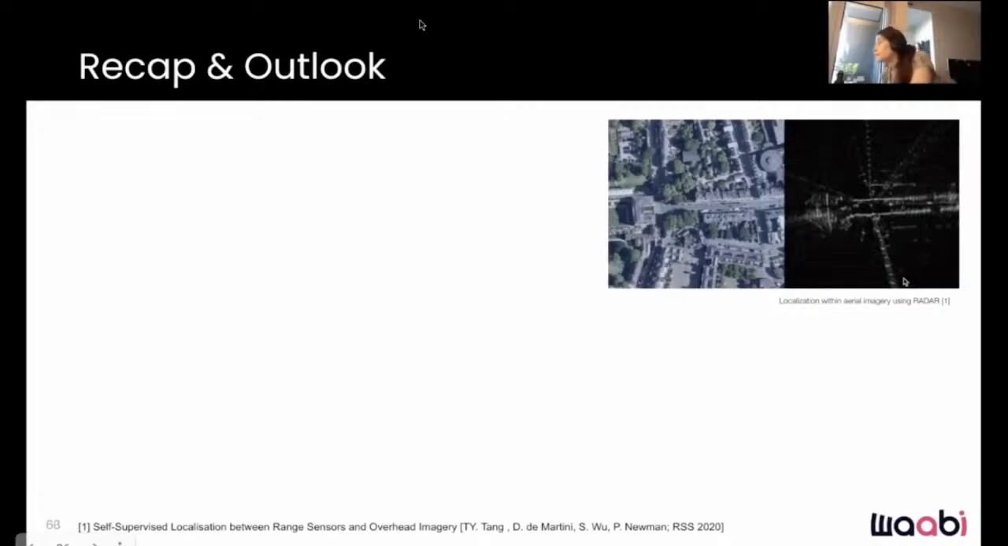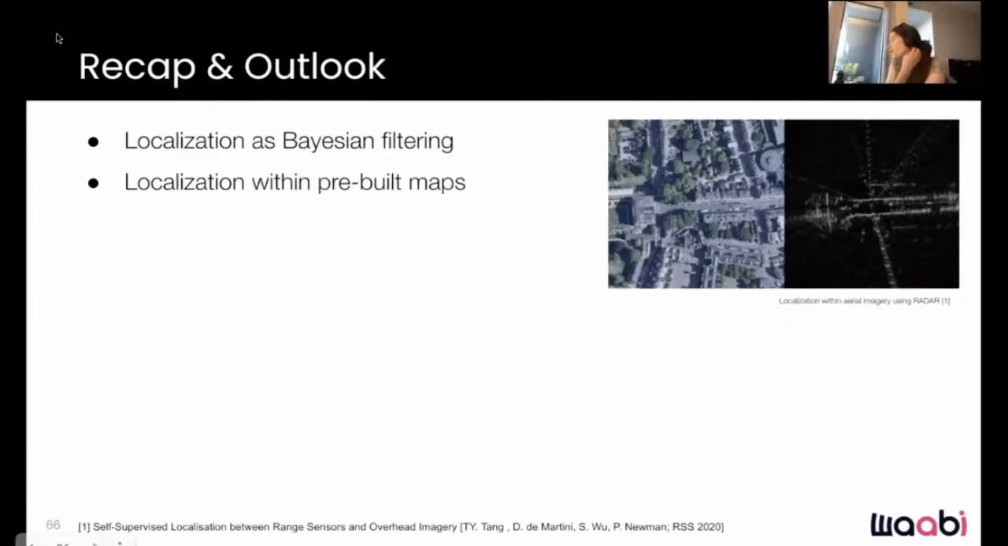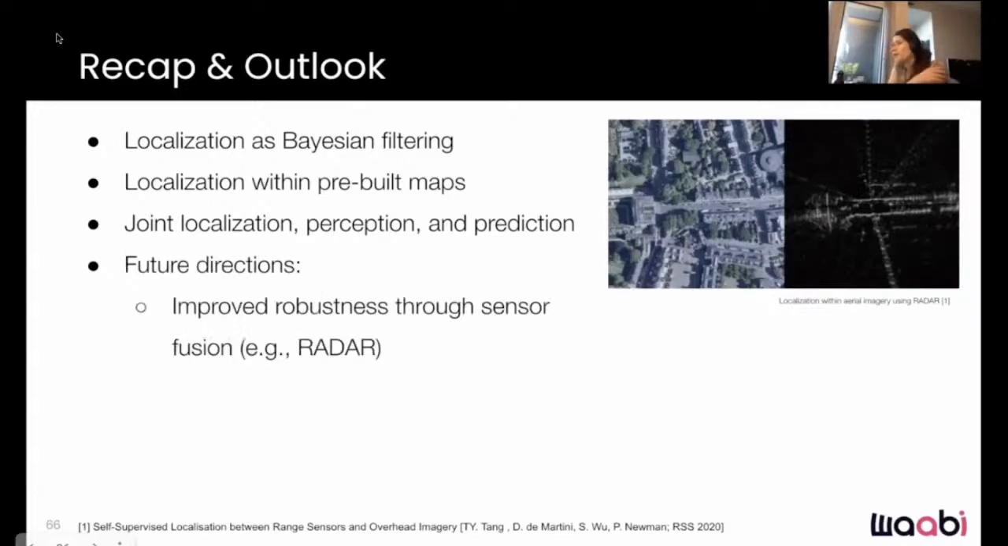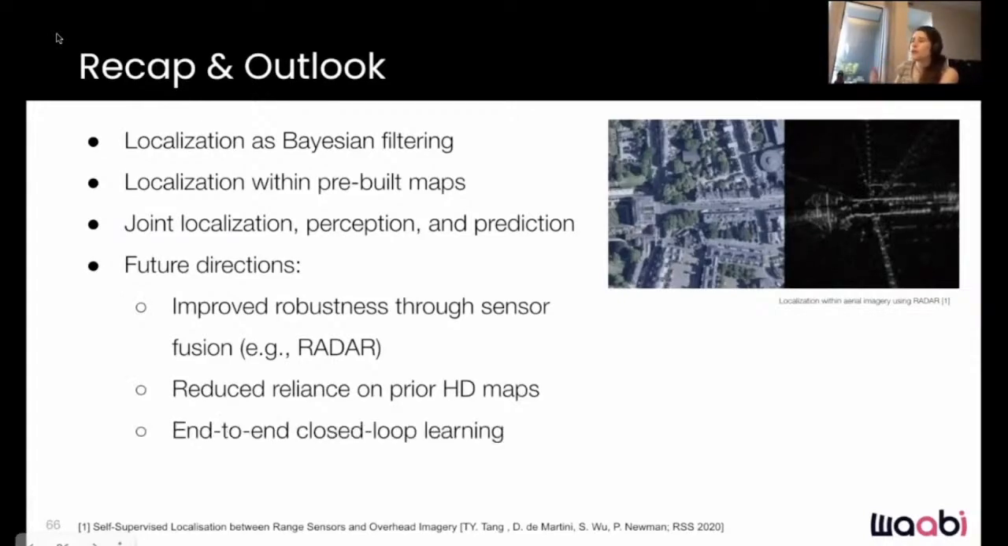So to recap, in this session, we learned about localization as Bayesian filtering. Then we talked about using maps built offline for localization. And then we discussed an approach to do localization jointly with perception, prediction, and motion planning. So future directions include, for example, improving the robustness through sensor fusion, reducing reliance on prior maps, or doing end-to-end closed-loop learning. All of these are very interesting areas of future work, and they remain pretty much open.